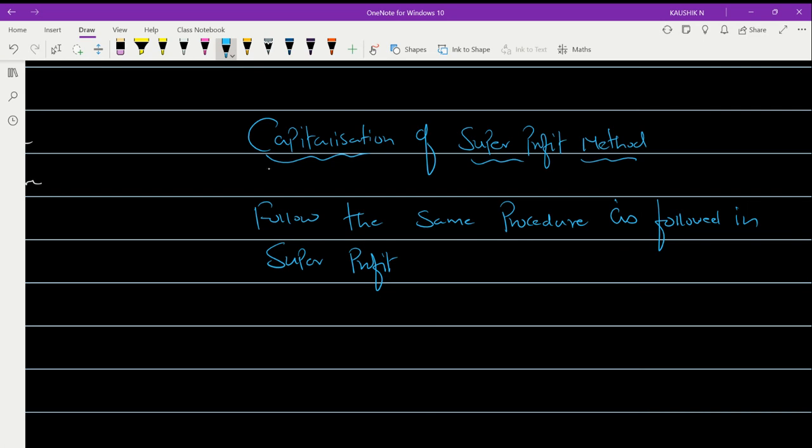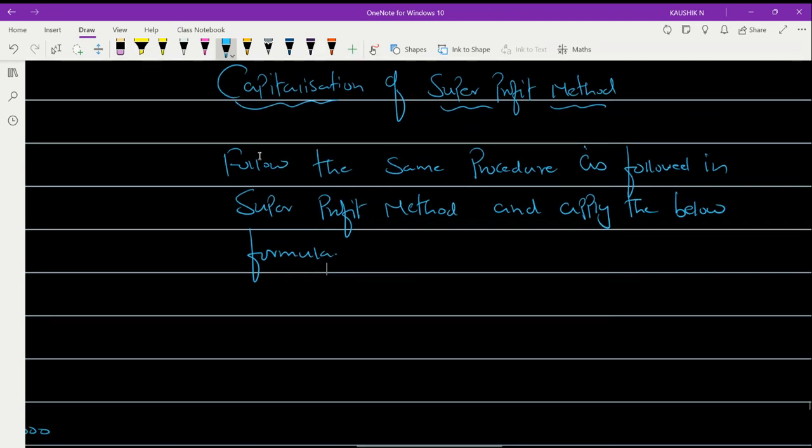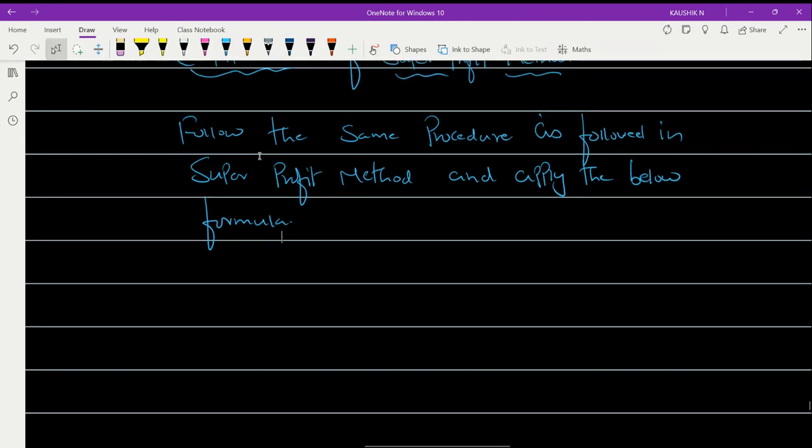Follow the same procedure as followed in super profit method and apply the below formula. So that means until finding the super profit, it is the same procedure, the same method, and there is no other change.